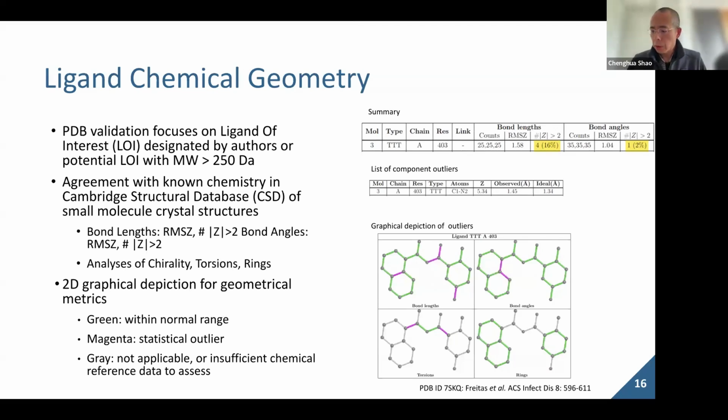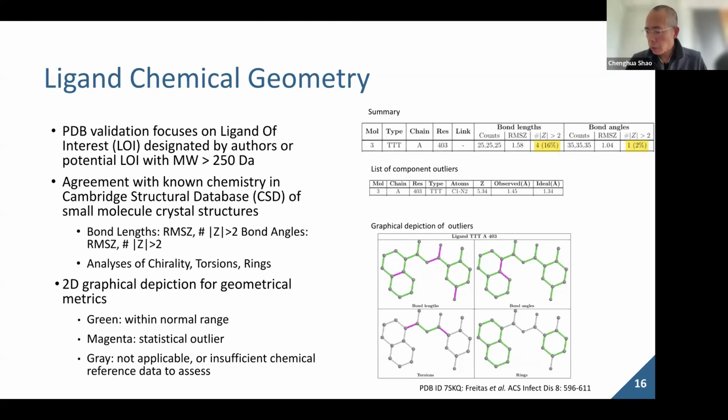Many PDB structures are complexes between macromolecules and small molecule ligands. During one-step deposition, authors designate the ligand of interest, or LOI, if it's the subject of study, especially for structures involved in drug design studies. For older structures without LOI designation, we also mark those with molecular weight greater than 250 Dalton as potential LOIs.